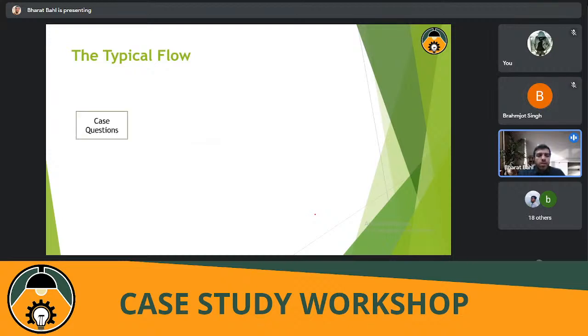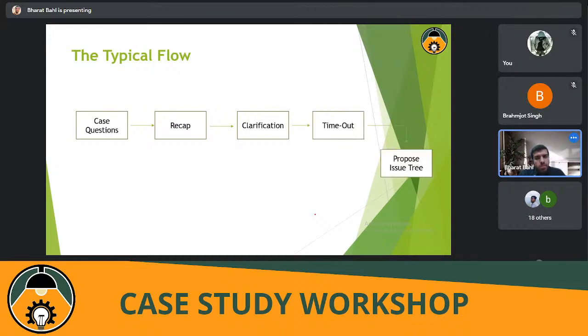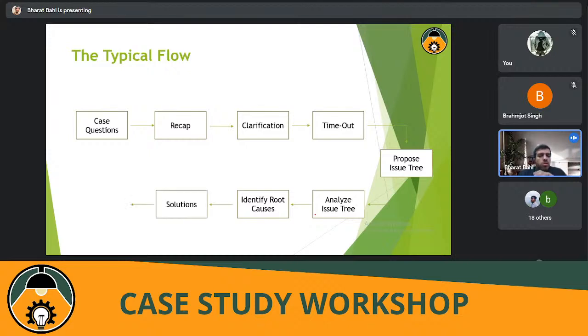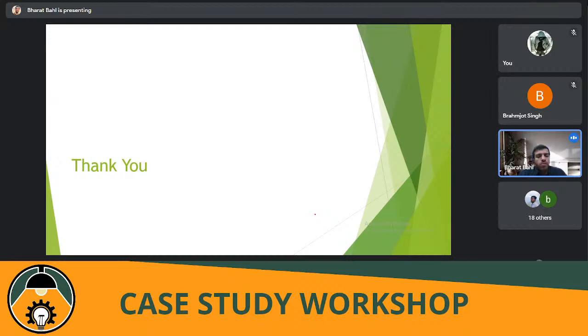So this was a typical flow in which we had a case question. Then I reiterated everything he said, and asked for some clarifications. Then I asked for some time to write down my thoughts and proposed some layouts to him. Further, we analyzed each of them and identified some root causes, like the distribution channels and the customer segmentation. We proceeded towards the solution, and at last he asked me how I would like to summarize it. So I took some time and summarized it. This is how a typical flow happens.